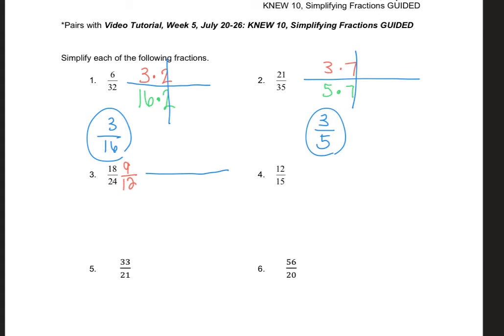All I've done is I've cut both numbers in half. So half of 18 is 9, half of 24 is 12. I could have also done this with number 1. I could not have done this with number 2. So cutting both of those in half, I get 9 over 12.